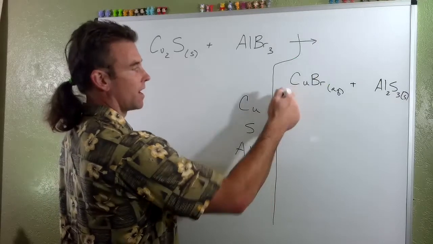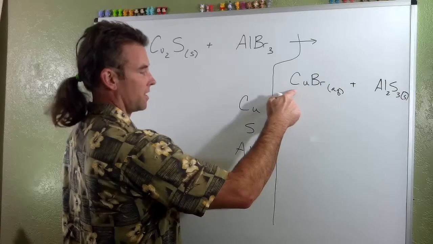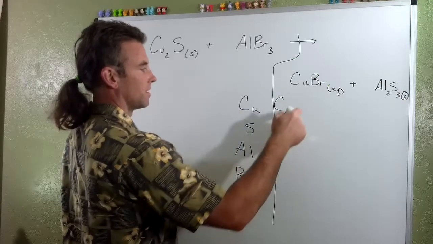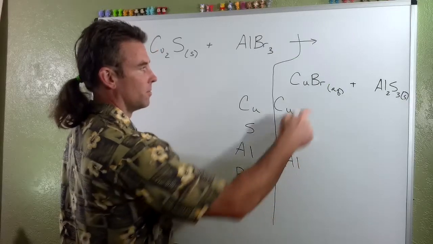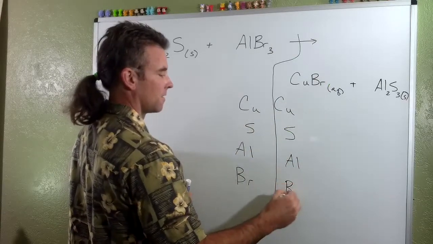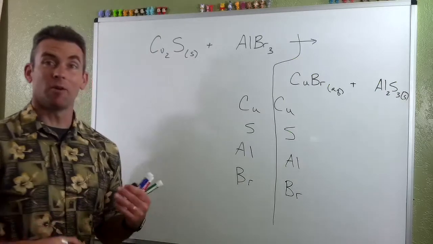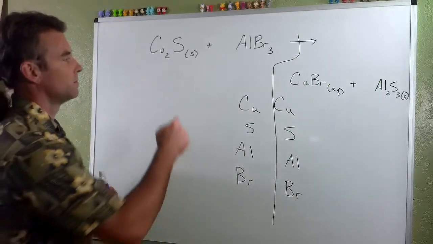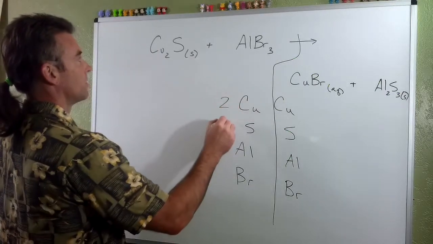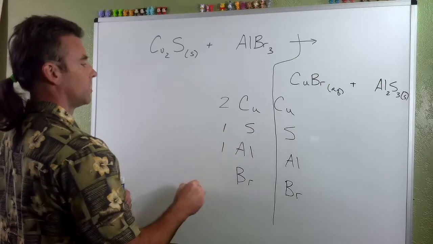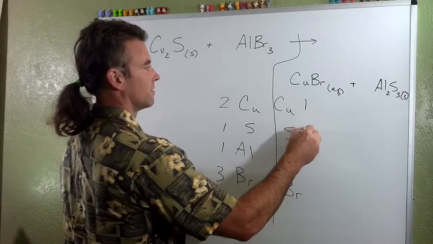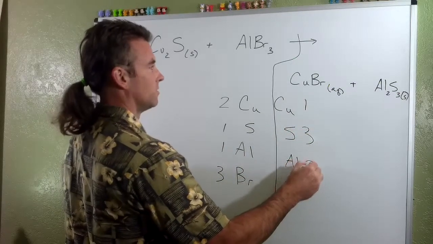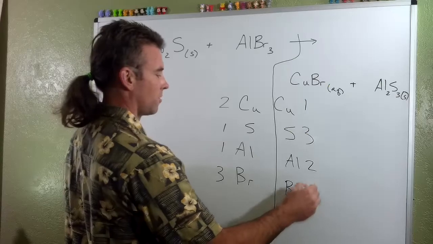Make sure that we've got the matching member over here. There's my sulfur. Is there an aluminum? There's an aluminum. There's a bromine. And we go through and we count up the numbers just like we've done a few times before. We've got 2 coppers, 1 sulfur, 1 aluminum, 3 bromines, 1 copper, 3 sulfurs, 2 aluminums, and 1 bromine.